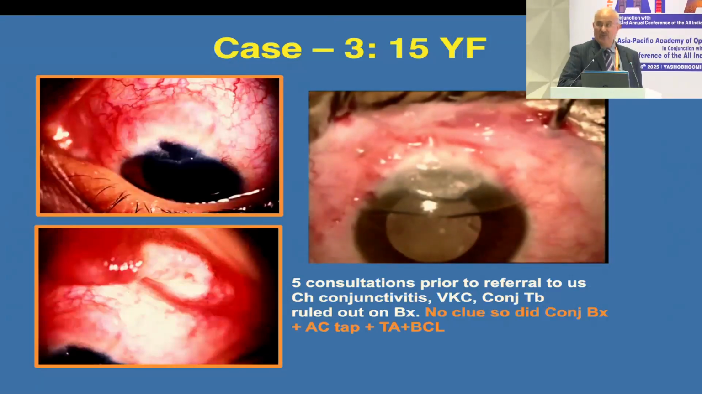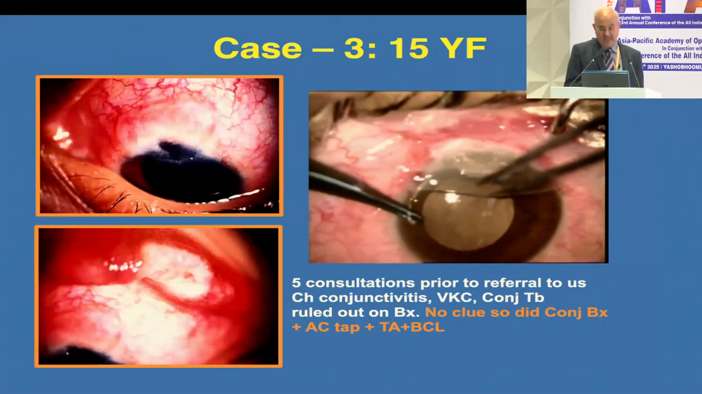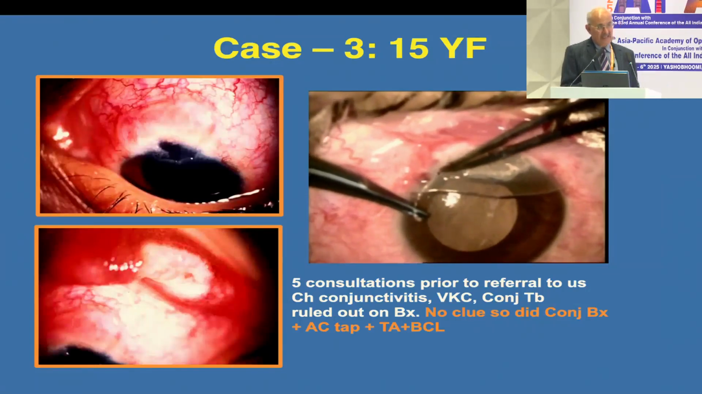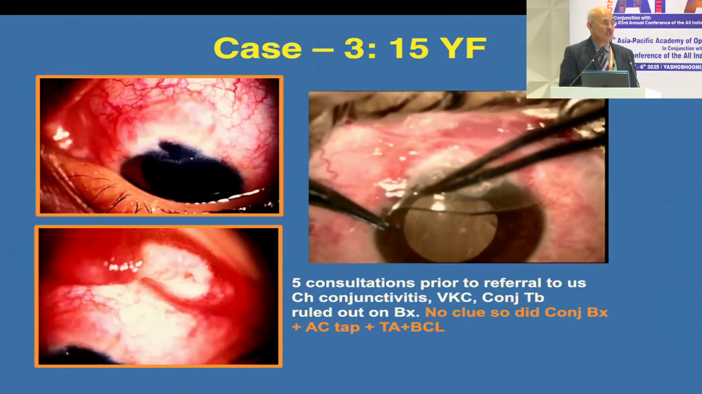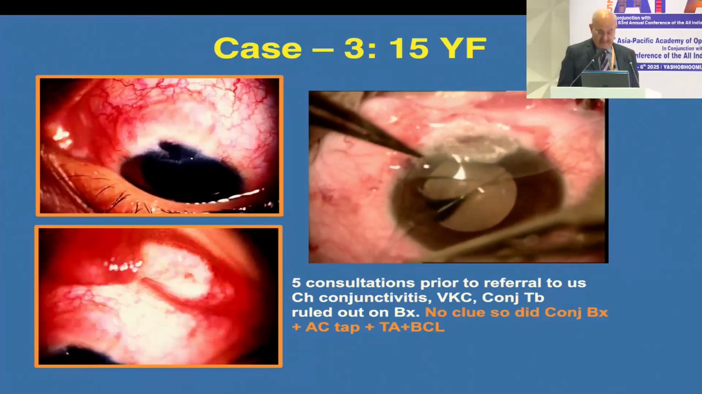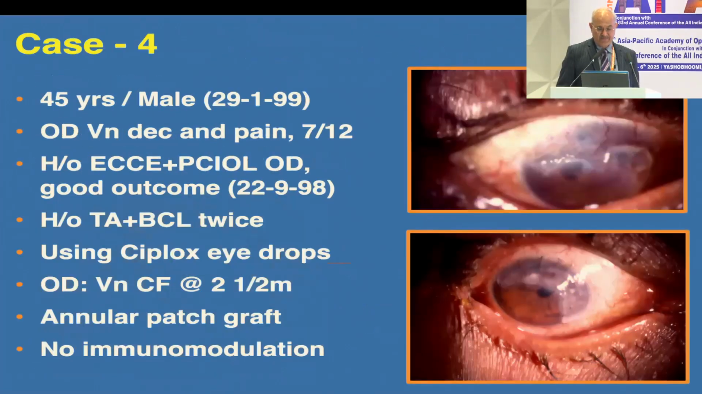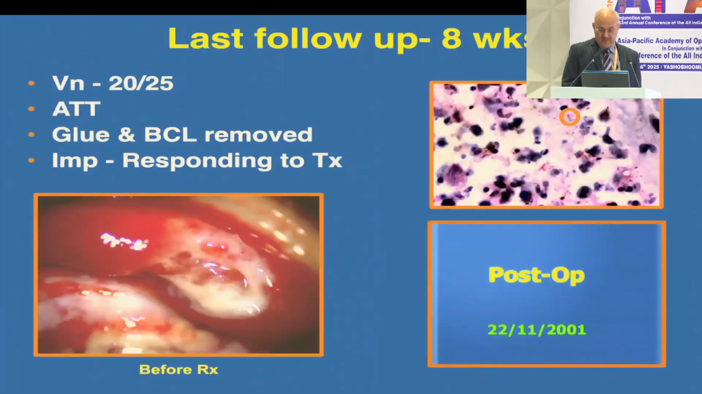I had no idea what it was. Therefore, I removed that mass, put TABCL, put amniotic membrane on top, took an AC tap, and also sent the tissue for histopathology, suspecting that there was something weird. And what did it turn out to be? This turned out to be Mycobacterium tuberculosis. This was a conjunctival Mycobacterium tuberculosis, and when she was treated with systemic ATT for 8 months, she recovered completely.